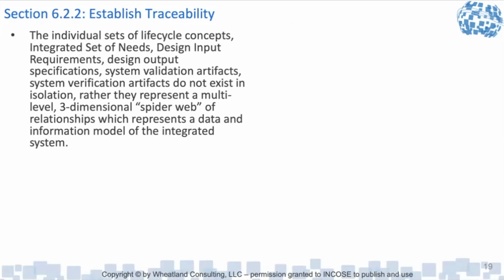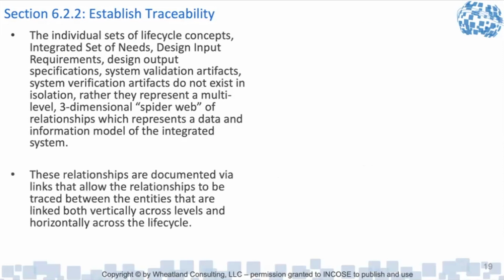In a data-centric world, all those relationships form a three-dimensional spider web of relationships representing the data and information model of an integrated system. And so these relationships are documented via links that allow the relationships to be traced between the entities that are linked, both vertically across levels and horizontally across the lifecycle.